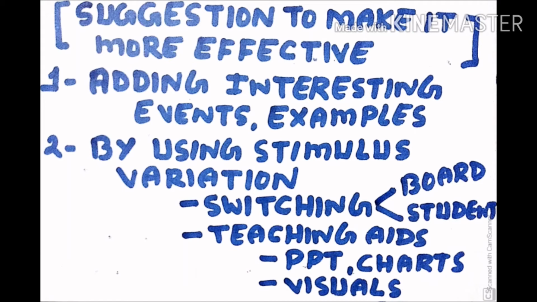Second, by using stimulus variation. The lecture method is a kind of method that starts from the podium and sometimes ends at the podium.